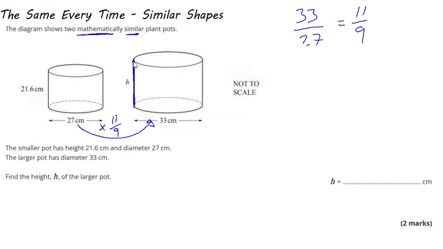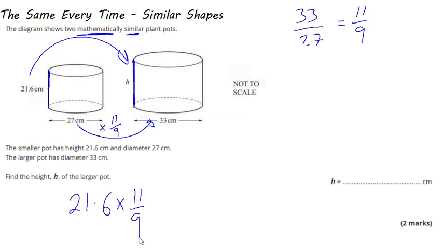So there's h, and the same side in the smaller shape is there, 21.6. To go from the smaller shape to the bigger shape, I'm just multiplying by 11 over 9. So 21.6 times by 11 over 9. All right, calculator job for this one. So 21.6 multiplied by fraction button, 11 over 9.